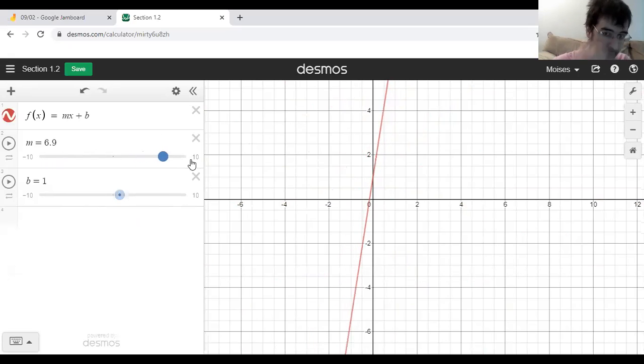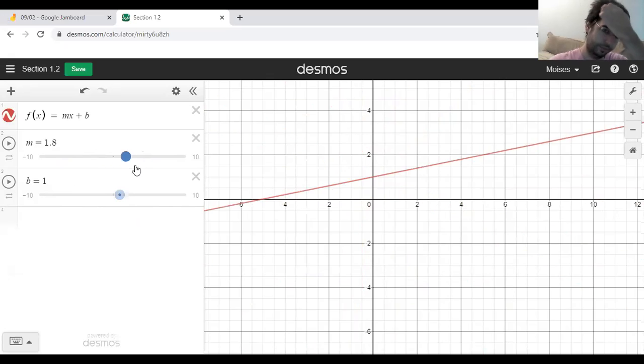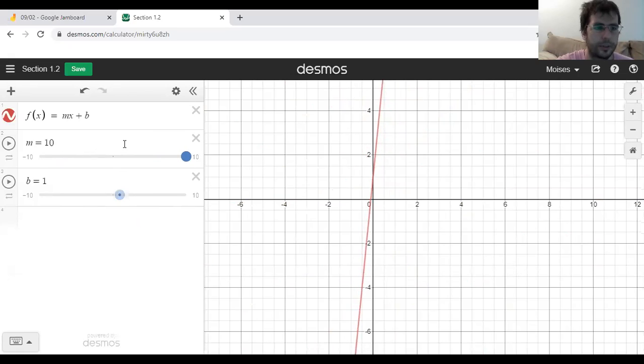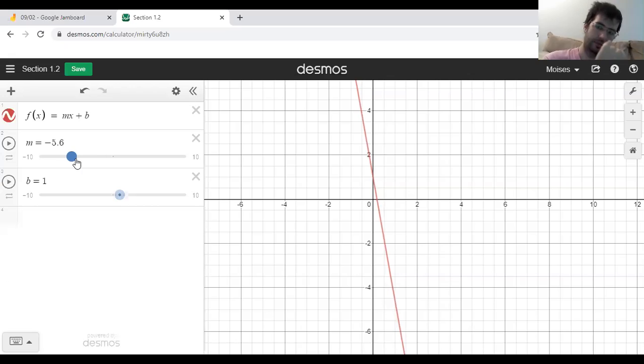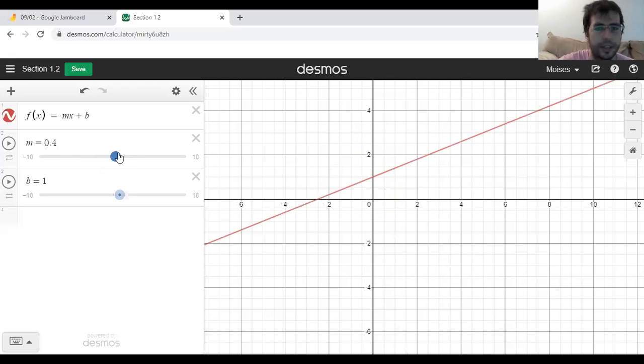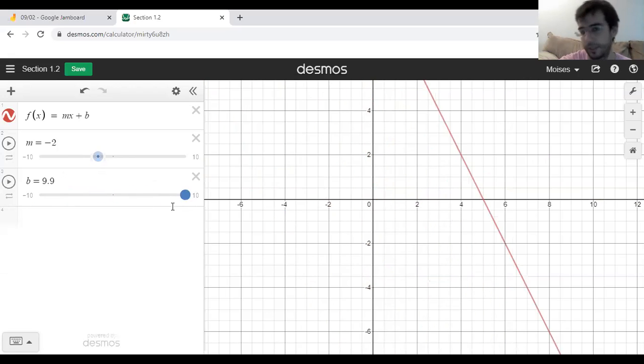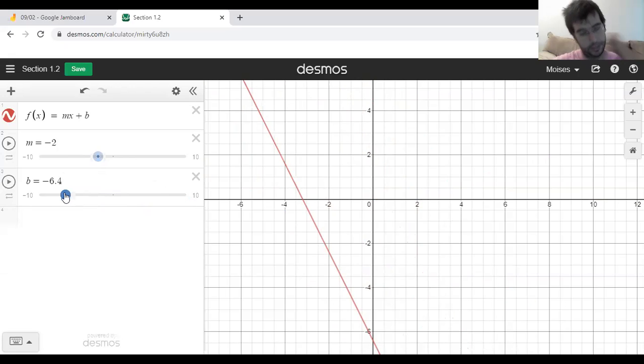As I make the slope big, you're probably seeing it starts going up as you go to the right until it gets almost vertical. If you make it negative, it starts sloping down. If you make it close to 0, it becomes horizontal. And then as you change the y-intercept, well, the same line just moves up and down. So fun.